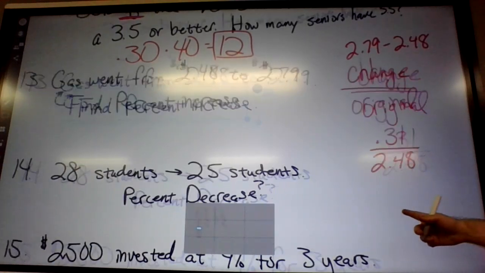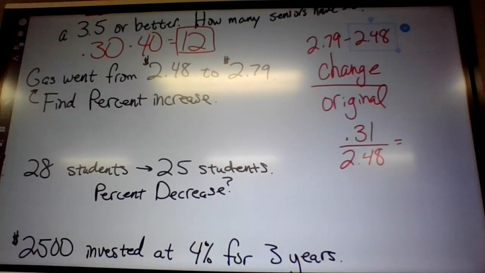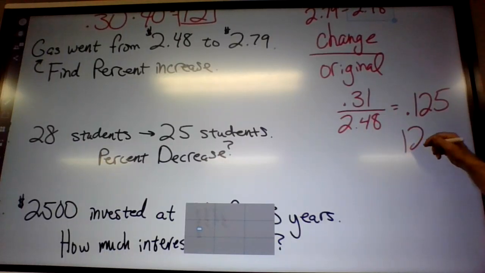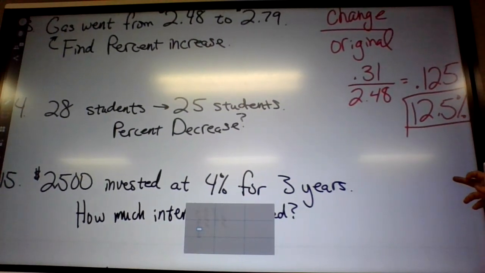I think this one came out kind of nice. 31 divided by 248 is 0.125. But this is a percent change, so 12.5%. Gotta move the decimal twice.